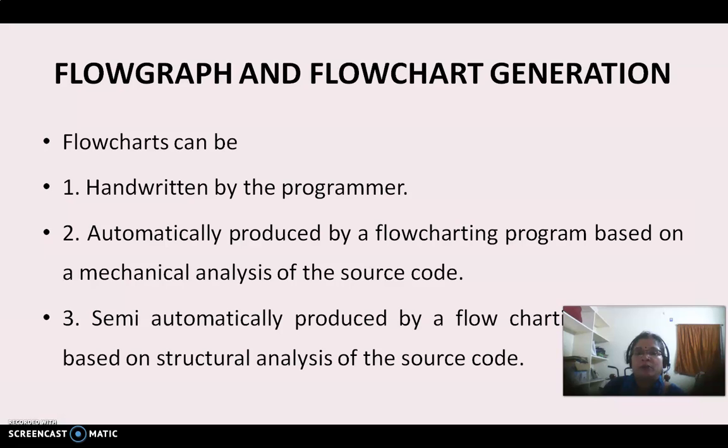And how can these flow graphs and flow charts be generated? Normally, flow charts and flow graphs can be handwritten by the programmer, and they can be automatically produced by analyzing the source code in two ways. One is structural analysis, and the other is mechanical analysis. Mechanical analysis can produce them automatically, whereas structural analysis produces them semi-automatically with the help of the code.